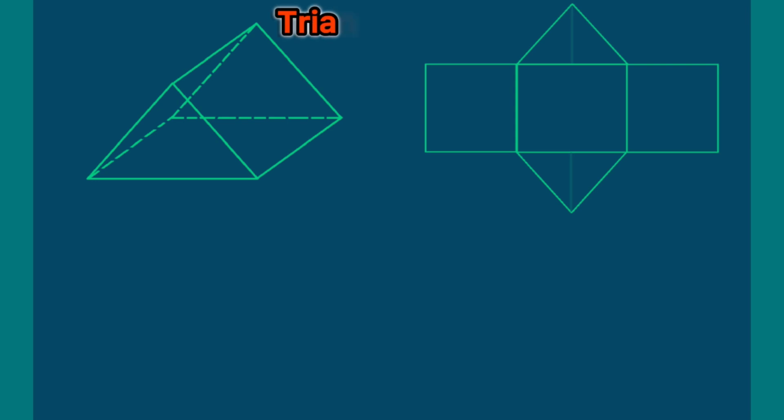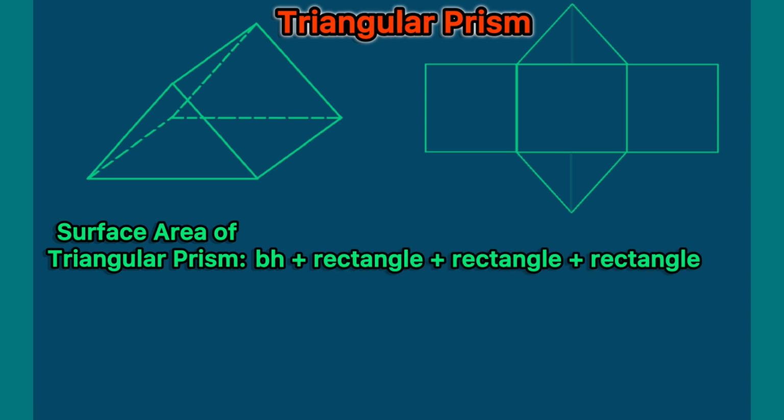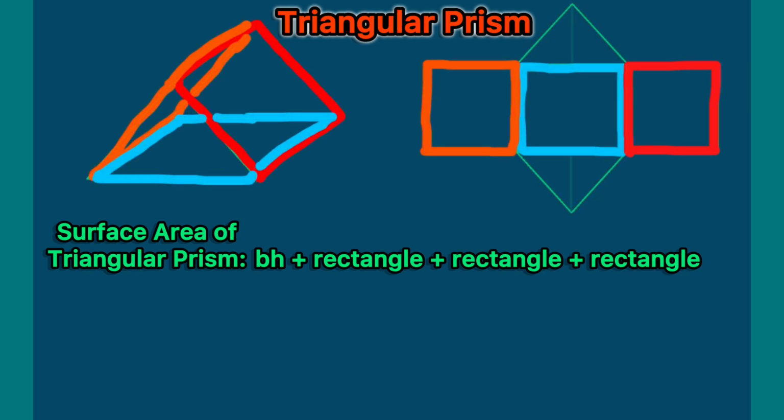Finally, we have our last 3D shape. This is a triangular prism. Its formula for surface area is BH plus rectangle plus rectangle plus rectangle. BH stands for base times height. We can use this to find the surface area of both triangles at the same time. There are also 3 rectangles that we must find the area of.